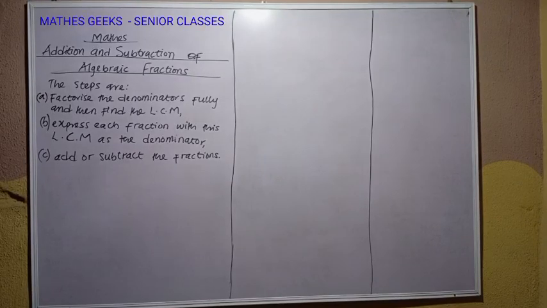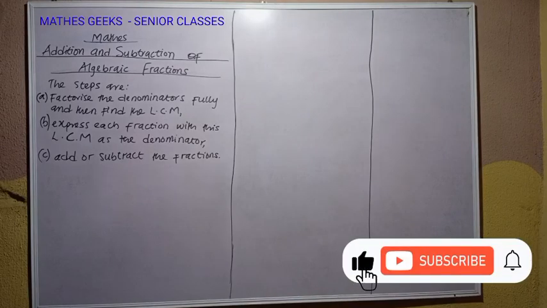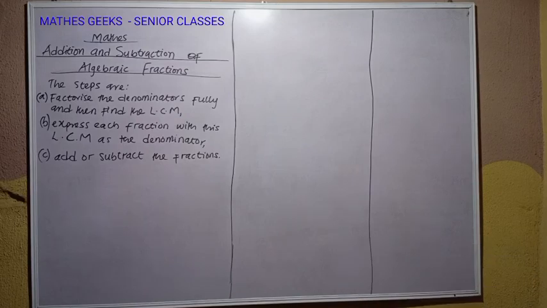Addition and subtraction of algebraic fractions. The steps are: factorize the denominators fully and then find the LCM. Express each fraction with this LCM as the denominator. Add or subtract the fractions.